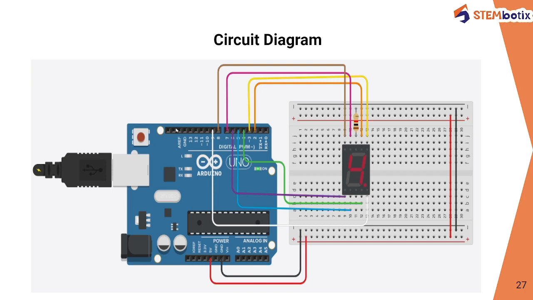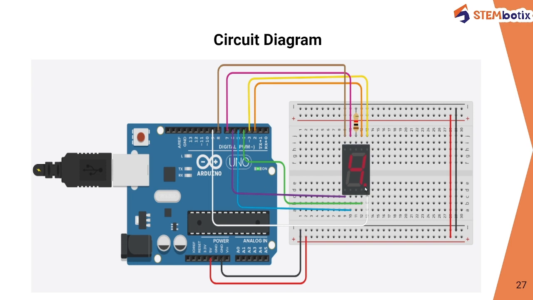Now we are using the digital pins. Pin D goes to digital pin 5, pin E of the 7 segment goes to digital pin 6. After that, the F pin is connected to digital pin number 7, and last is G, which is connected to digital pin number 8 of the Arduino Uno board.